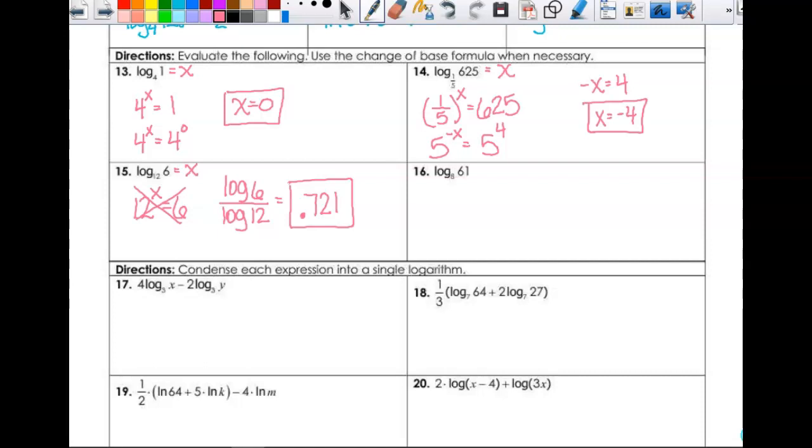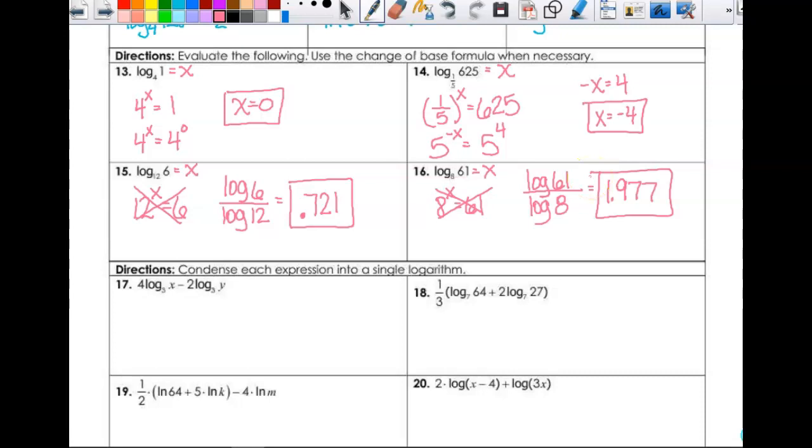All right, number 16. I'm going to rewrite this. So I'm going to get 8 to the x power equals 61. Once again, I'm not going to be able to get common bases, so I'm not going to do it that way. I'll use the change of base, which is going to give me a log over a log. The base of this log goes on the bottom, the other part goes on the top. Type that into your calculator, and I'll get log of 61 divided by the log of 8, and that gives me 1.977. Okay.